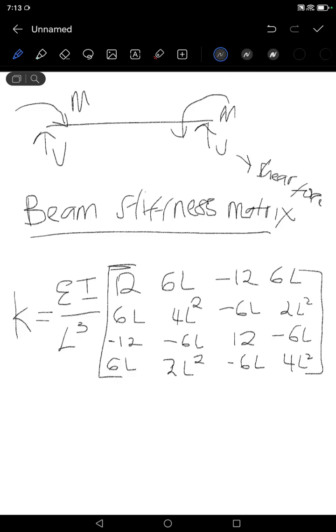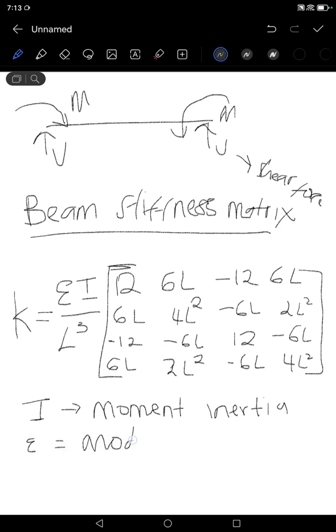So this is the equation that we're going to use when we are looking for the beam stiffness matrix. When they say we are given a beam and we need to determine the global stiffness, we're going to use this equation. It's going to be given in the exam room. I is the moment of inertia, which is also given, or you can calculate it when you are given the values. E is the modulus, and L is the length.